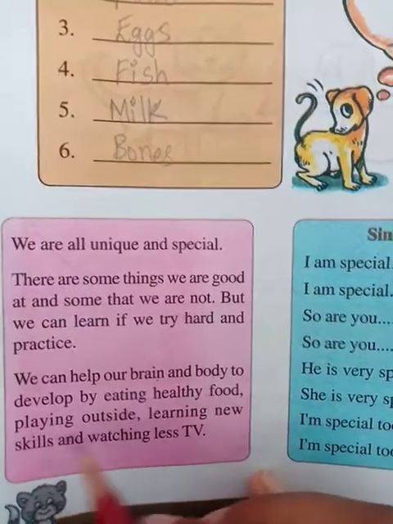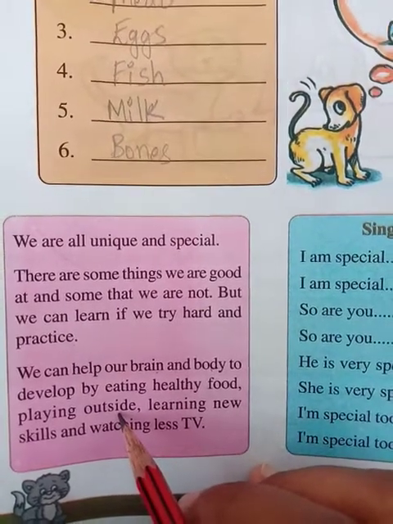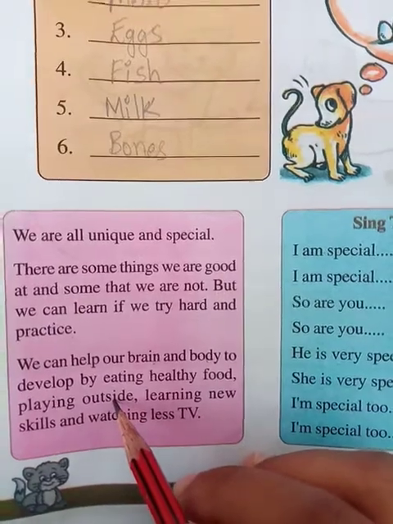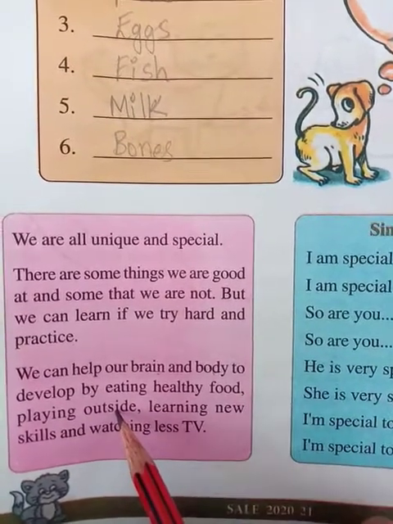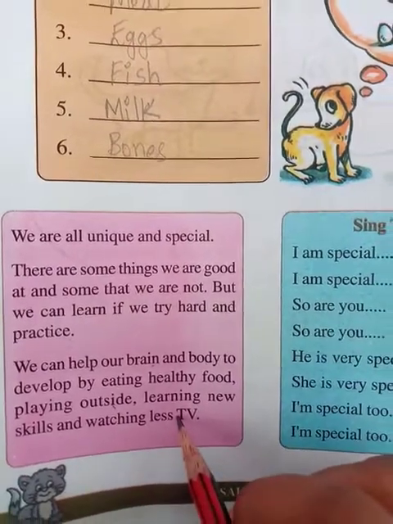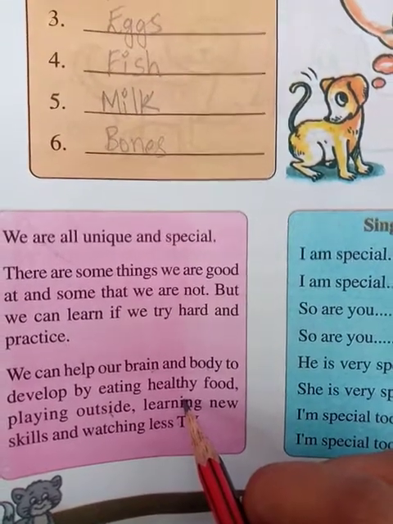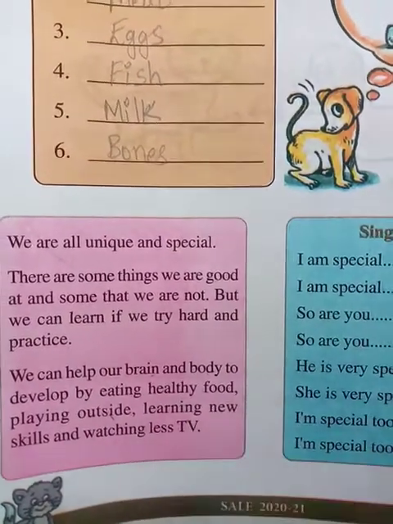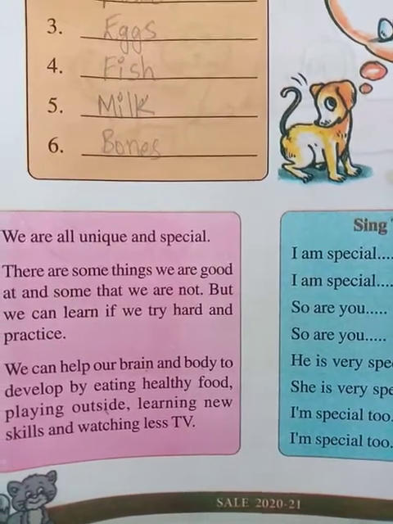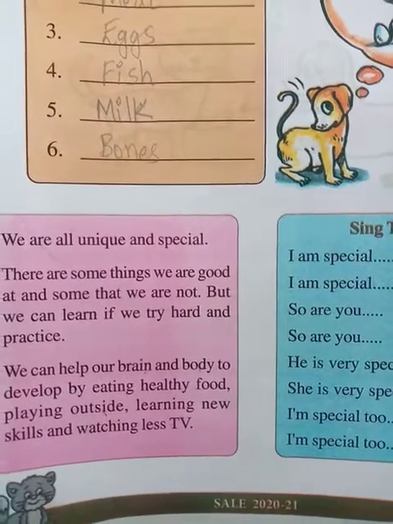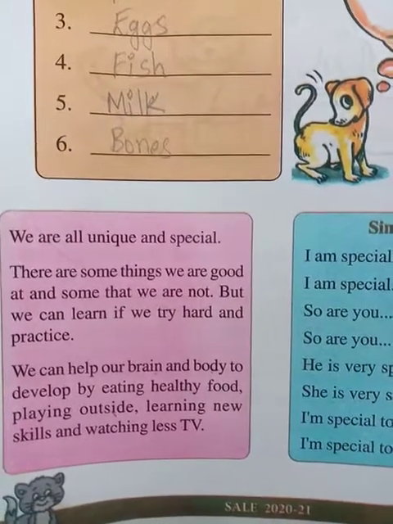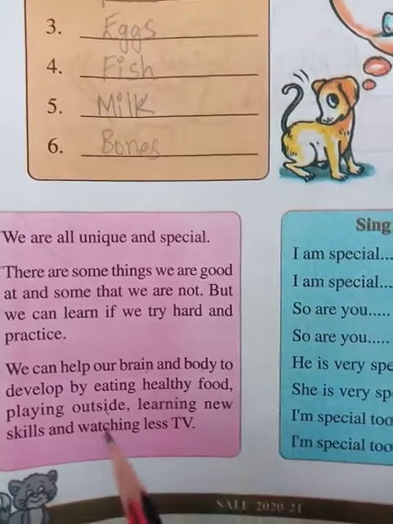Playing outside, you have to play outside. TVs and video games, you should not play that. You have to play outside so that you make yourself healthy. Learning new skills, you have to learn new skills. If you don't know how to paint, you have to start painting, drawing. You have to learn new things, and you have to stop watching TV.